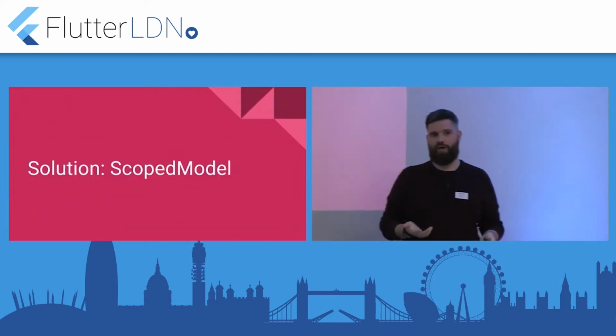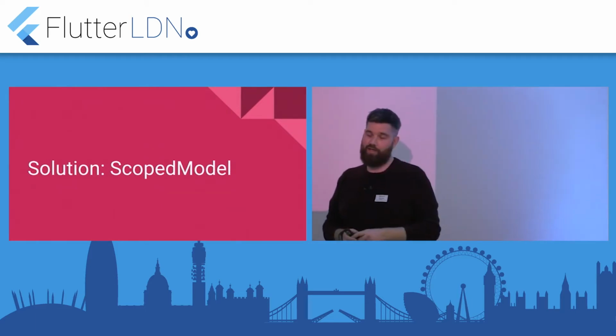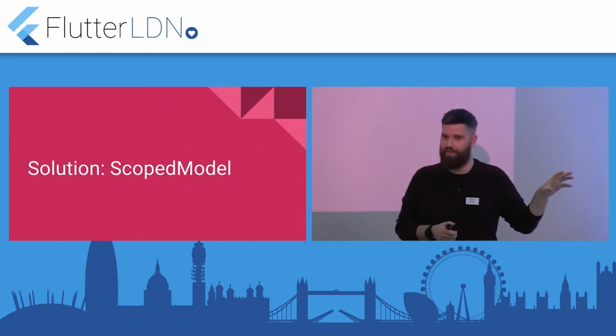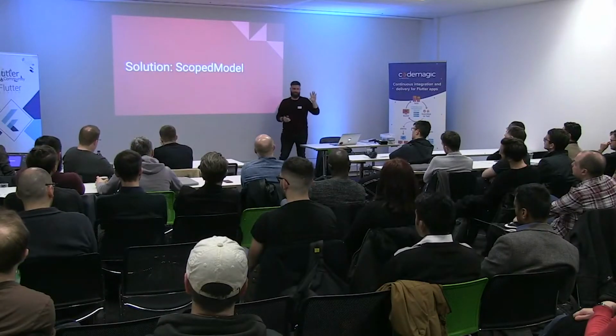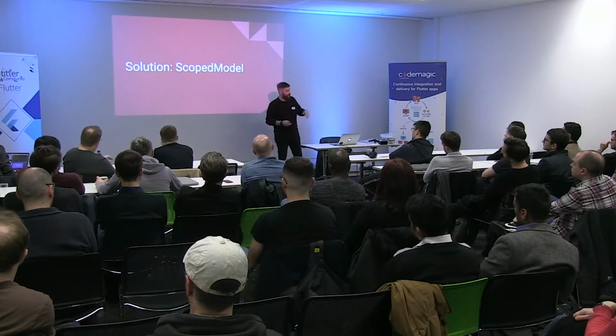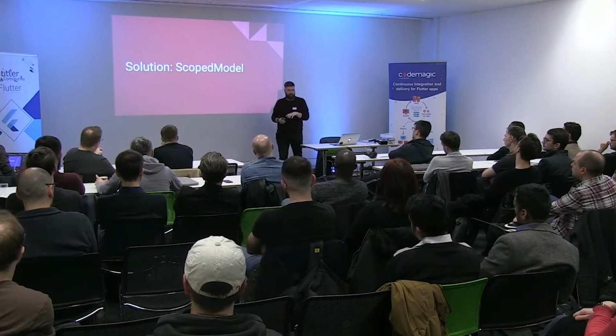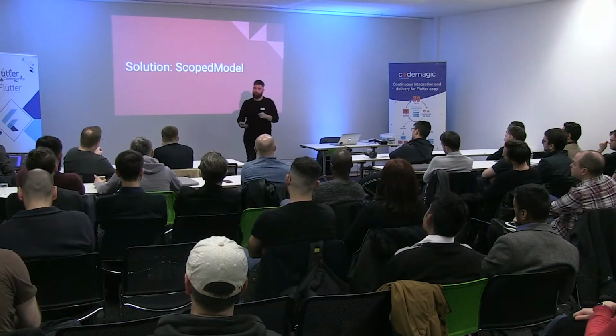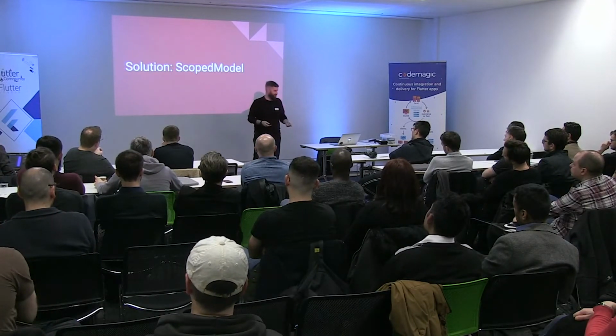And so ScopedModel provides another class. Actually, this is a widget. So the model itself is not a widget. It's just a class itself that is really easy to test in isolation. But then you have the ScopedModel widget, which will take any model that you give it, and it'll pass that model down the tree for you. And then you can access that model.